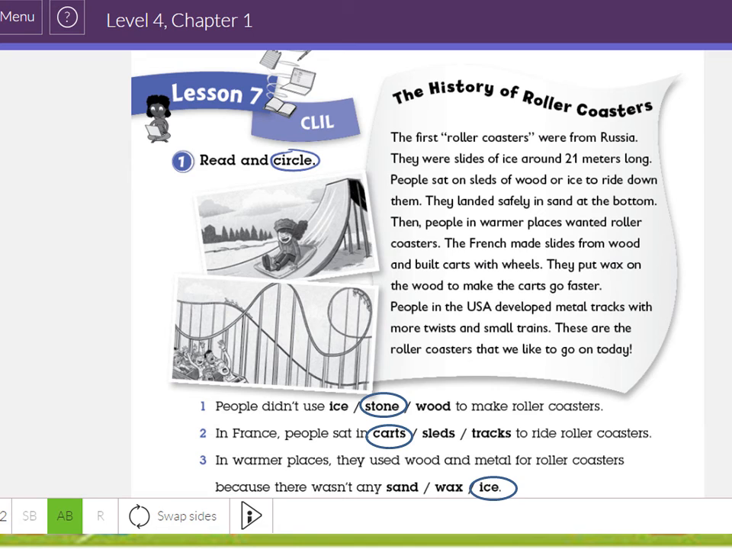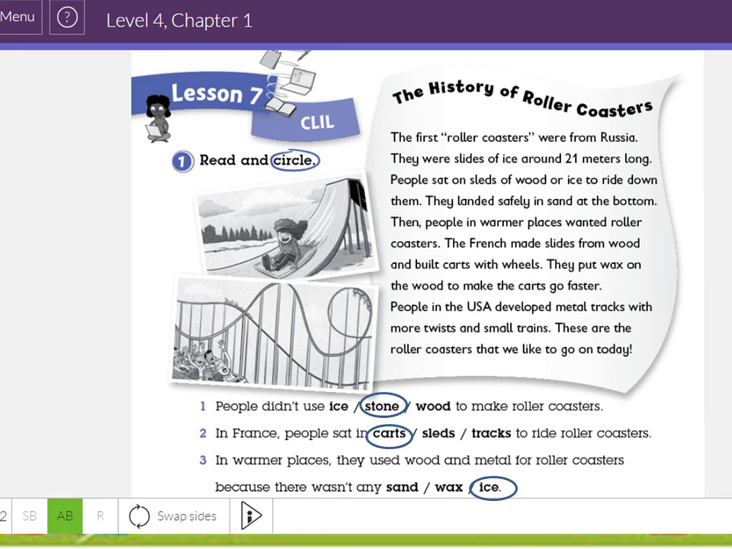Then people in warmer places wanted roller coasters. The friends made slides from wood and built carts with wheels. They put wax on the wood to make the carts go faster. People in the USA developed metal tracks with more twists and small frames. These are the roller coasters that we like to go on today.